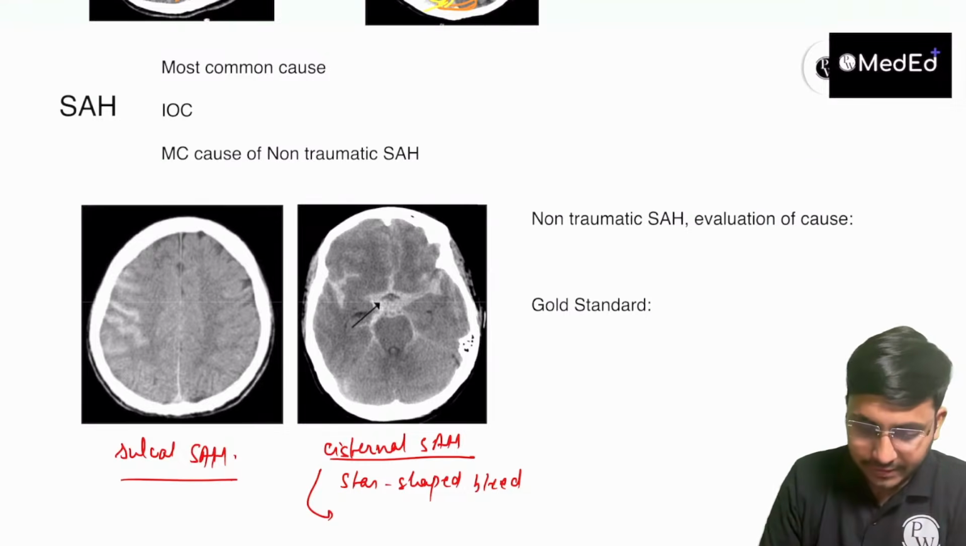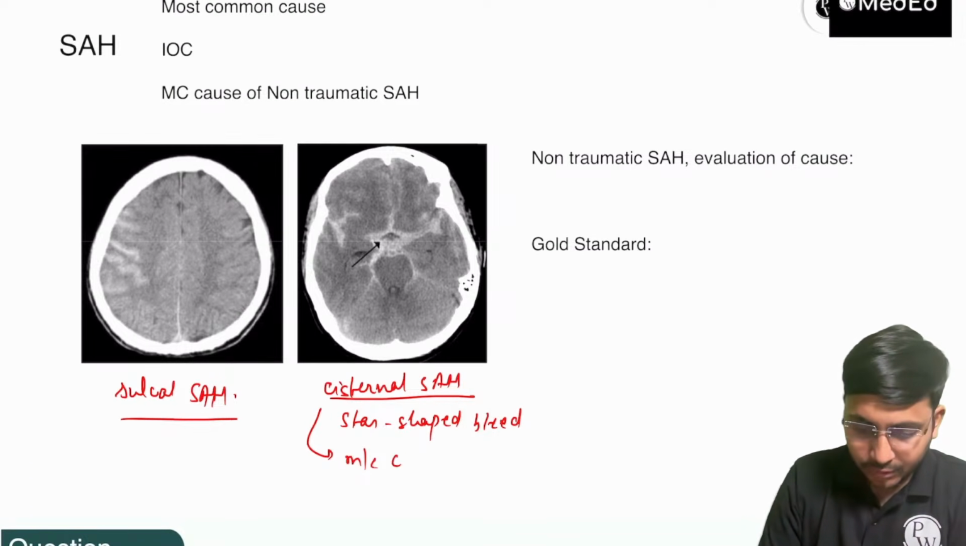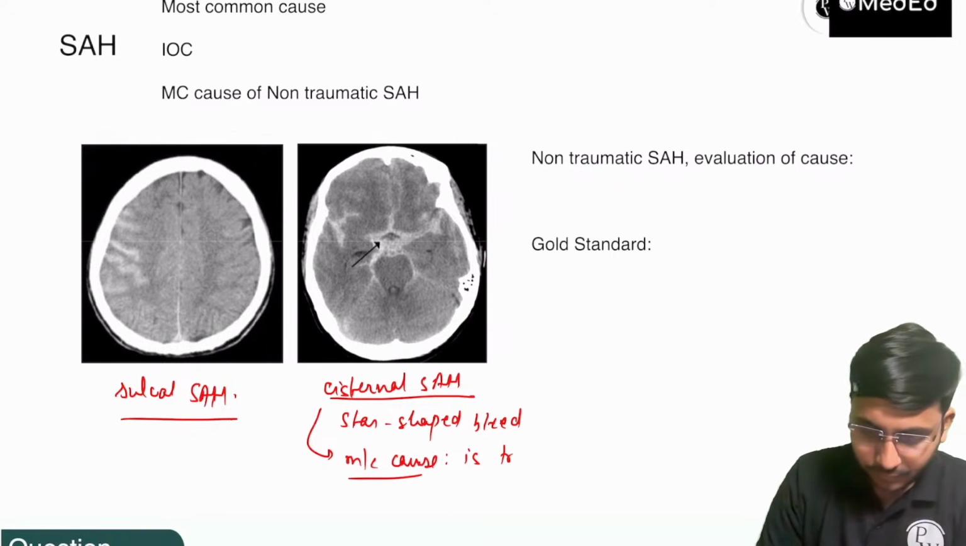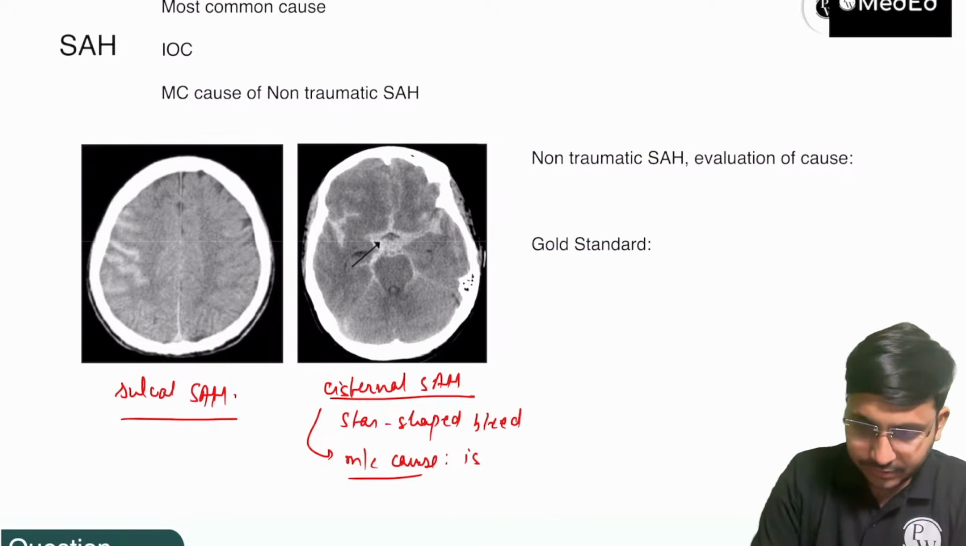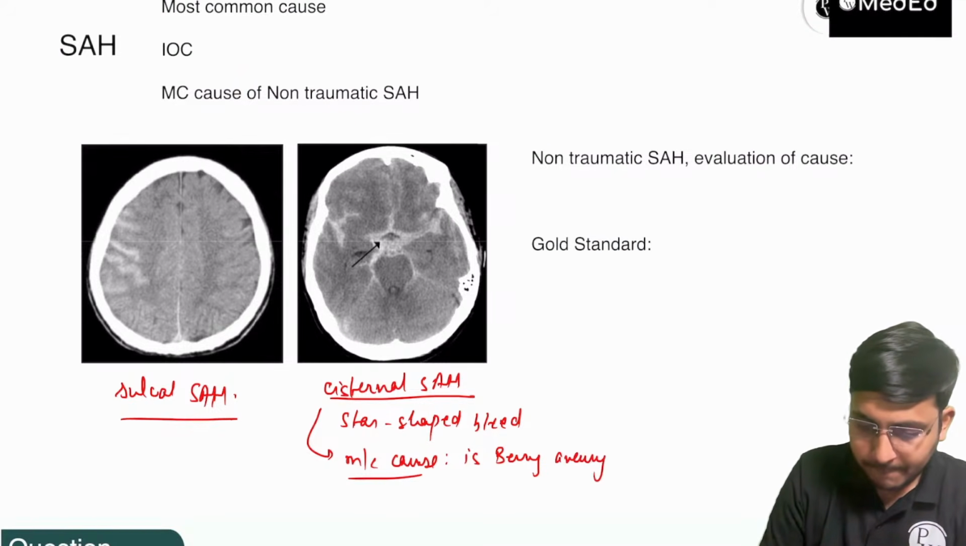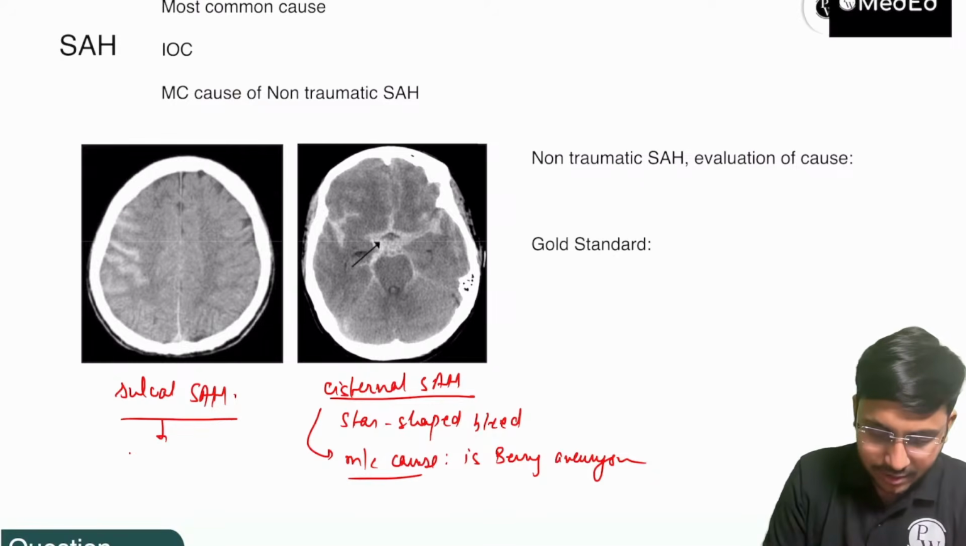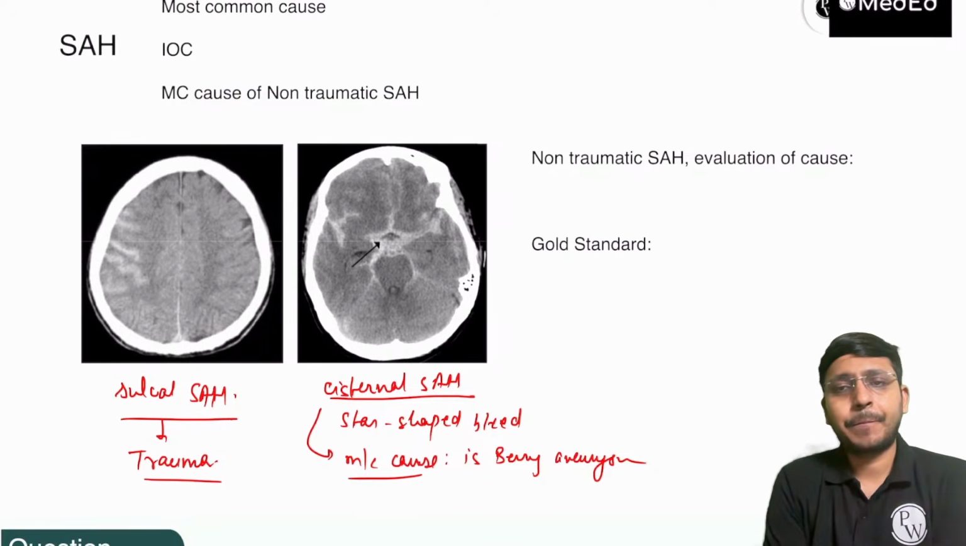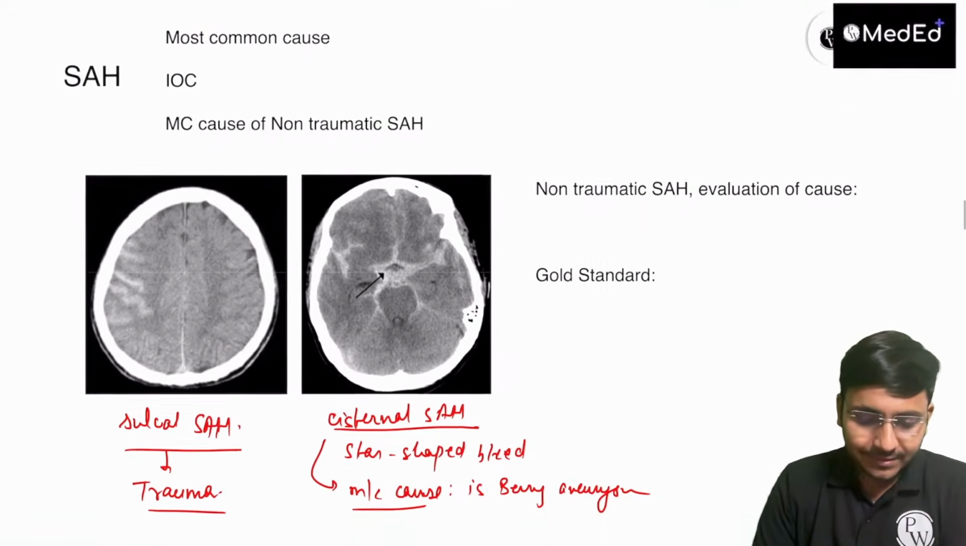And for cisternal SAH, the most common cause is berry aneurysm. And for sulcal SAH, the most common cause is trauma. Correct?